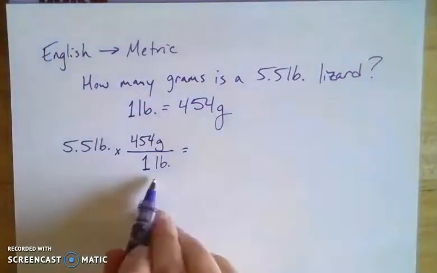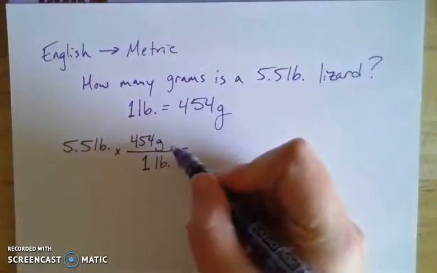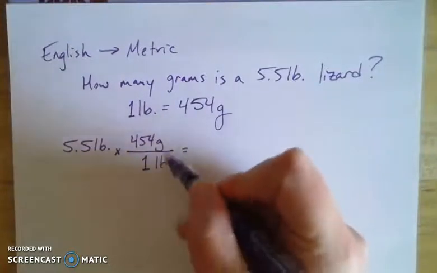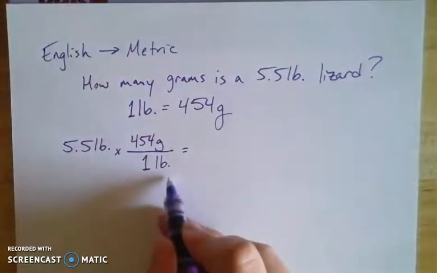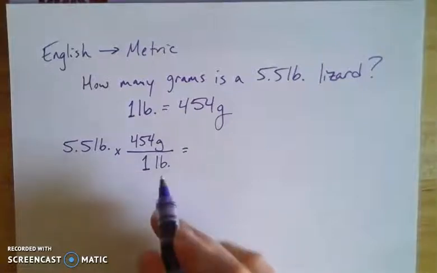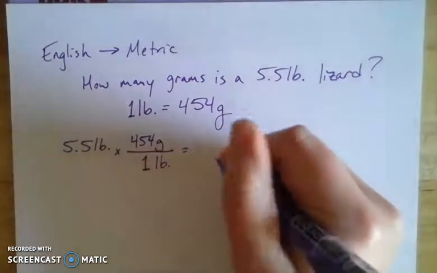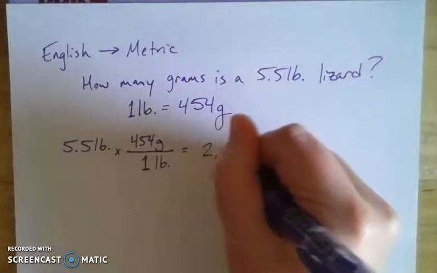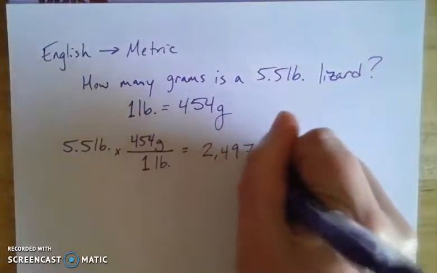So now I plug in the relationship. For every 1 pound, there are 454 grams. And so this relationship functionally equals 1. When I multiply this 1 times my initial starting quantity, the units will divide out, and I end up with 2,497 grams.